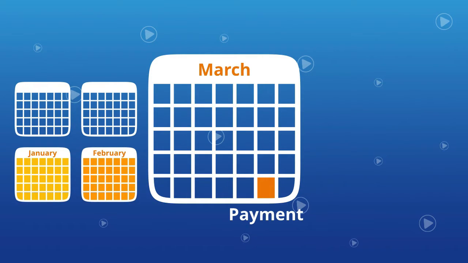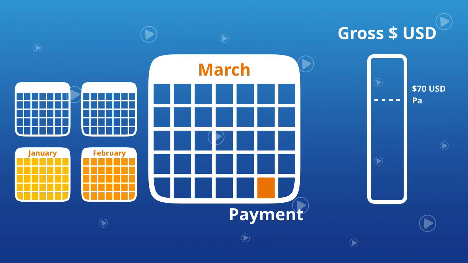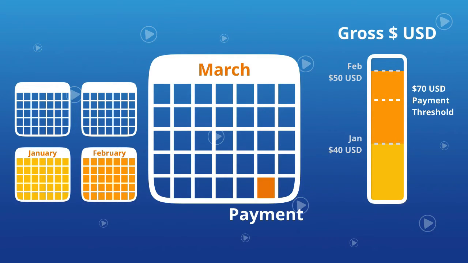Another important point is that a payment is only issued once you cross the 70 USD payment threshold. So, if you earned 40 USD in January and 50 USD in February, that means you crossed the threshold in February and can expect a payment at the end of March. Got it? Great!